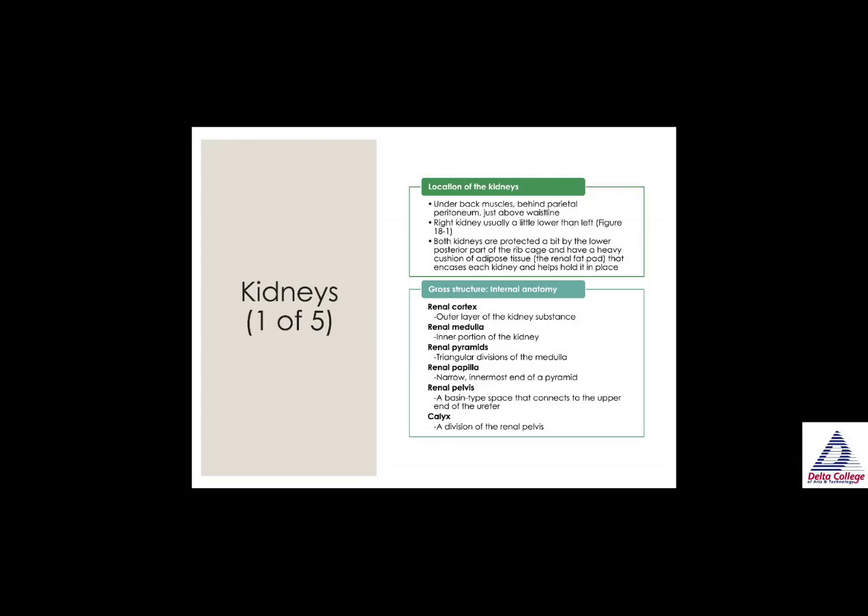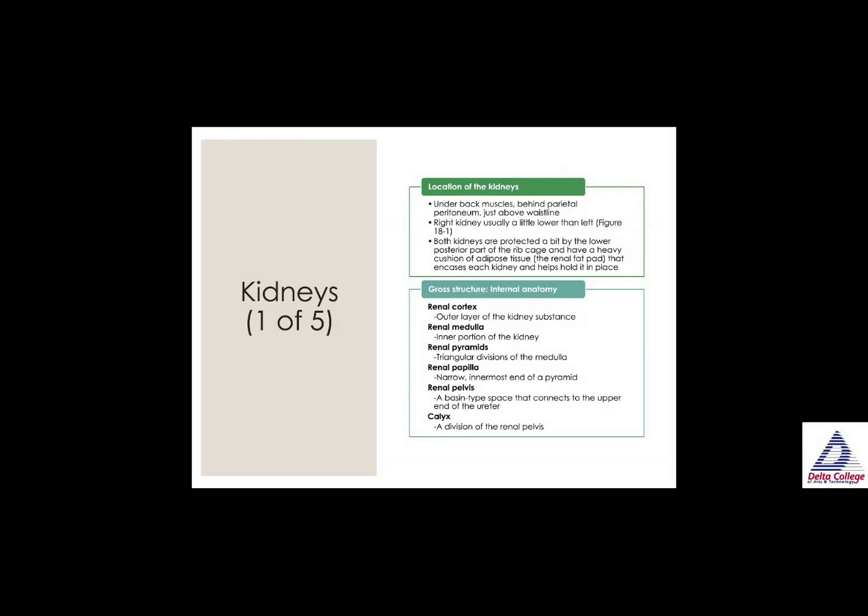So let's first talk about the location of the kidneys. The kidneys are located under the back muscles behind the parietal peritoneum, just above the waistline. Remember, we call these retroperitoneal. The right kidney is usually a little lower than the left, and both kidneys are protected a bit by the lower posterior part of the rib cage and have a heavy cushion of adipose tissue called the renal fat pad that encases each kidney and helps hold it in place.